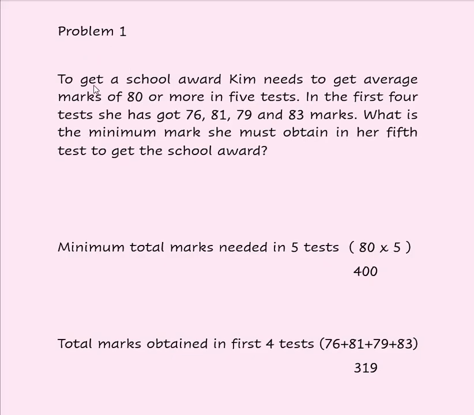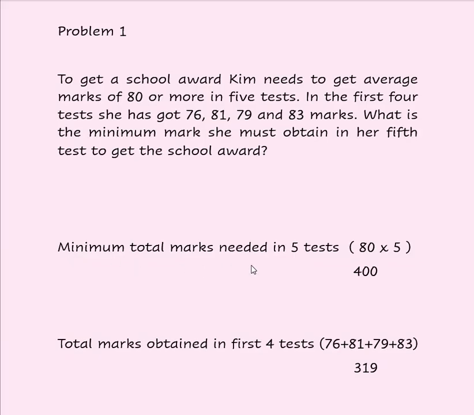Problem number 1. To get a school award, Kim needs to get average marks of 80 or more in 5 tests. In the first 4 tests, she has got 76, 81, 79 and 83 marks. What is the minimum mark she must obtain in her 5th test to get the school award?